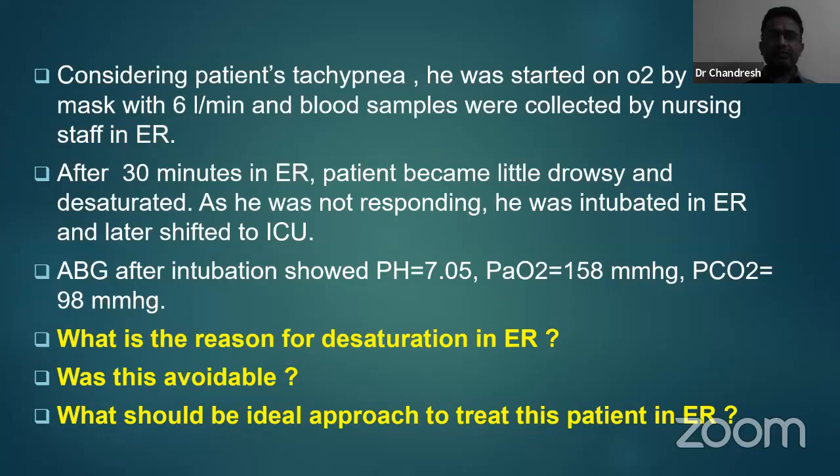So considering the patient's tachypnea, he was started on oxygen by face mask with 6 liters per minute, and the blood samples were collected by the nursing staff in ER. Still the patient is in ER, and at the same time, he became a little drowsy and desaturated. And because the patient was not responding and there was doubtful airway protection, he was intubated in ER and later shifted to ICU. The ABG, which was taken immediately after intubation, showed pH of 7.05, PaO2 of 158 mmHg, and PCO2 of 98 mmHg with base excess +2.